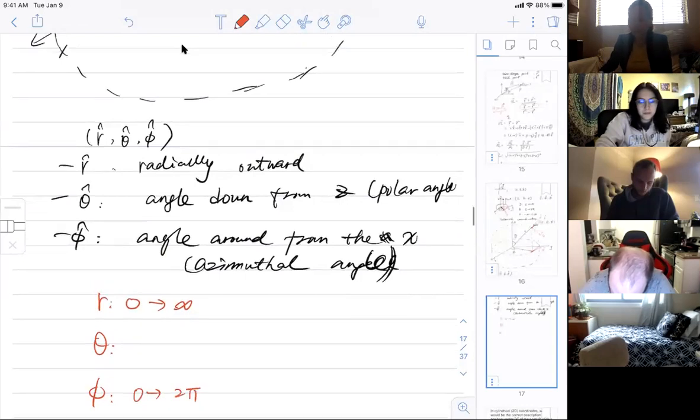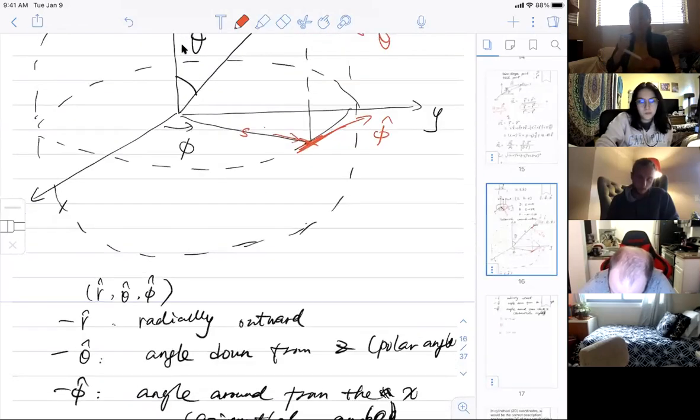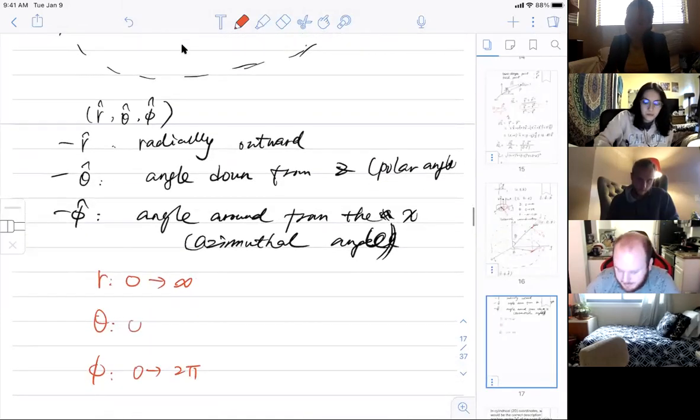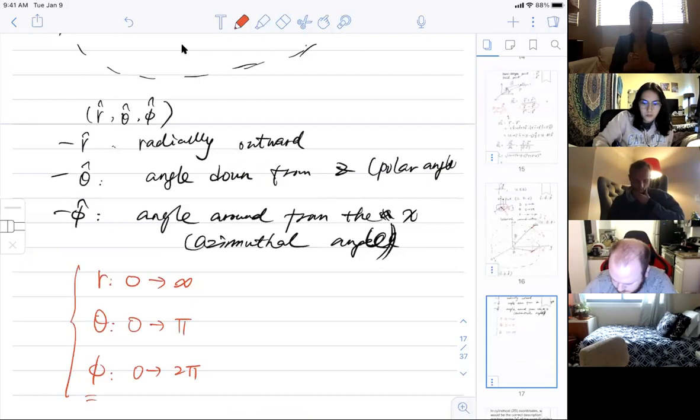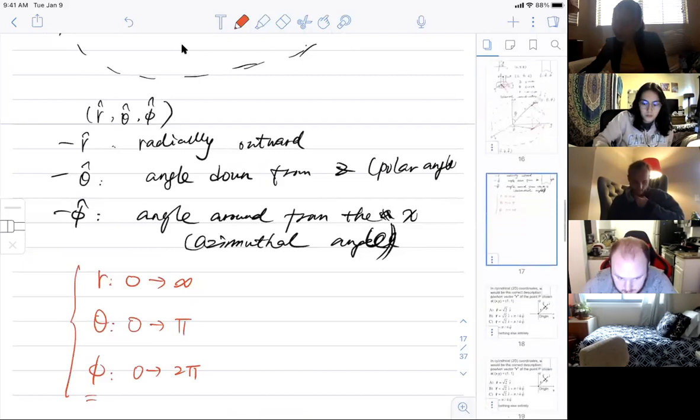Now what about theta? 0 to pi. It doesn't need to go from 0 to 2 pi because we have phi to cover that. If you counted theta from 0 to 2 pi, you would actually be counting every point one more time. So there's no need to. These limits cover the entire space we need to look at. So that's the spherical coordinates.